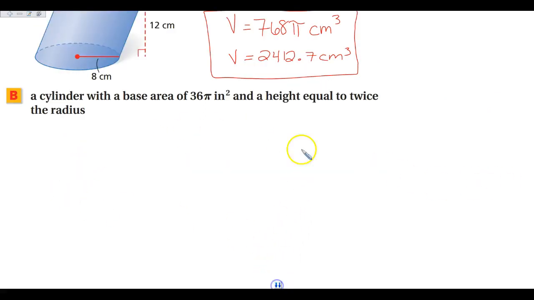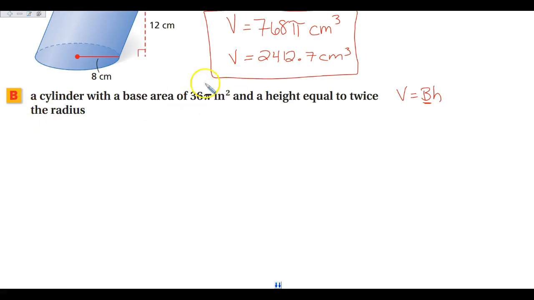Okay, with part B, we want a cylinder with a base area of 36 pi. So when we go back to that area of the base times height, they gave us that this is going to be 36 pi. Okay, but now it says a height equal to twice the radius. Okay, well, we don't know what the radius is.